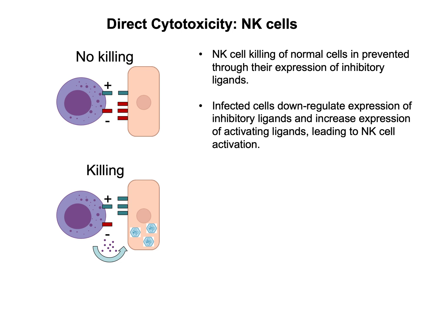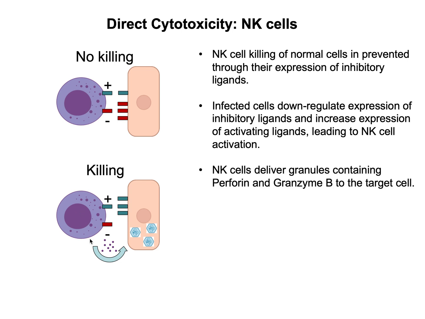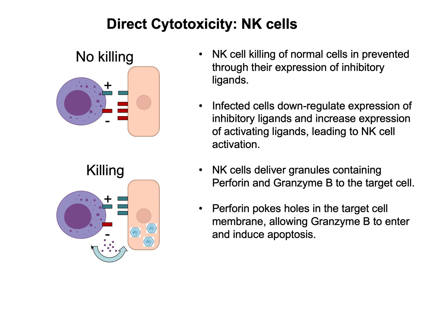So as I mentioned, there's inhibitory and activating ligands, but when these cells decide to kill, they secrete granules and deliver them to their target. These granules contain two molecules, perforin and granzyme B. And when these are exposed to their target, perforin pokes holes in the membrane of this target cell. Perforin is actually highly related to C9. They're structurally homologous. It pokes holes in the membrane and allows granzyme B to enter into the cell and induce apoptosis of that target. This is going to be a similar mechanism that we'll learn about when we find out how cytotoxic T cells kill their targets.